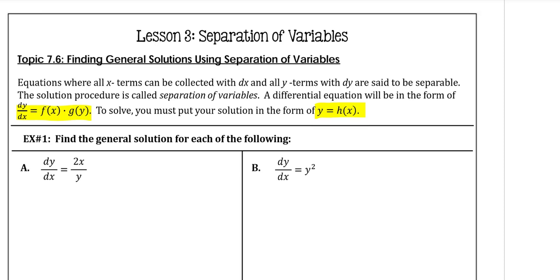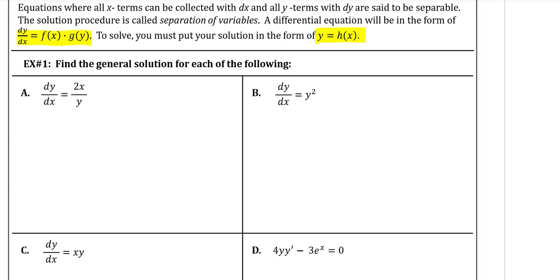So for number 1, what we're going to do is move the y to the left-hand side and move the dx to the right-hand side by cross-multiplying. Well, let's put the y first. So we're going to have y dy equals 2x dx. Now we're going to integrate both sides, the left side with respect to y and the right side with respect to x.